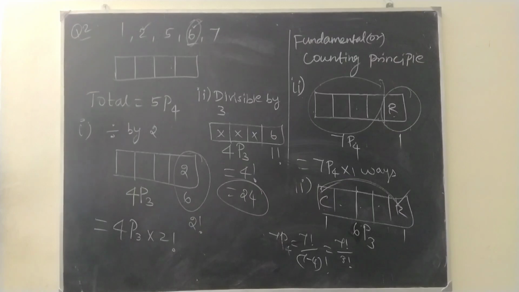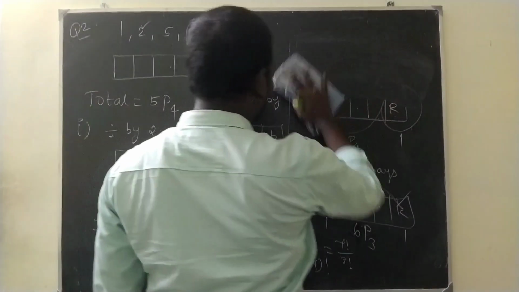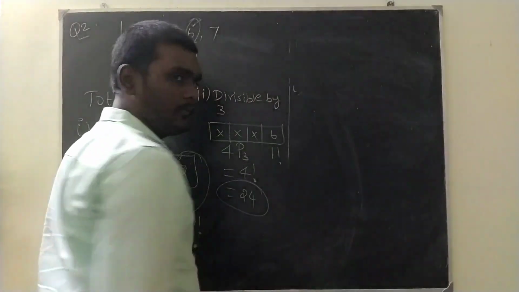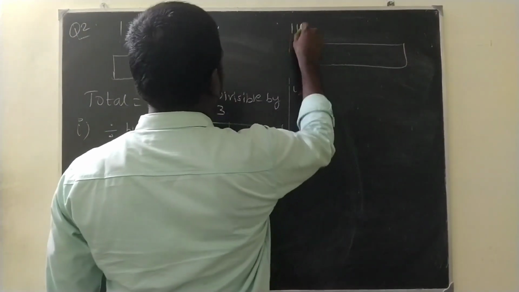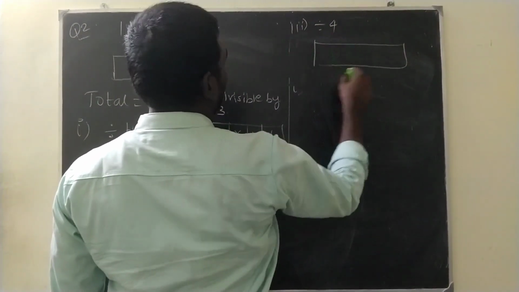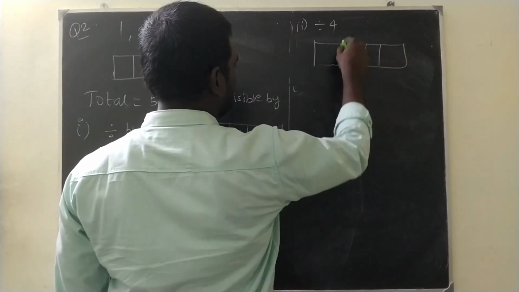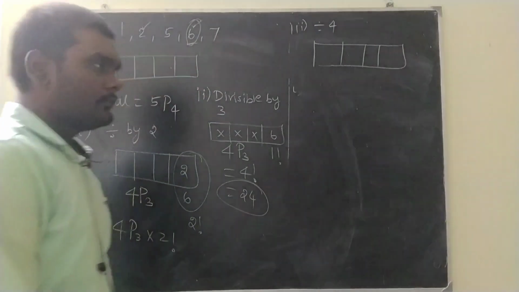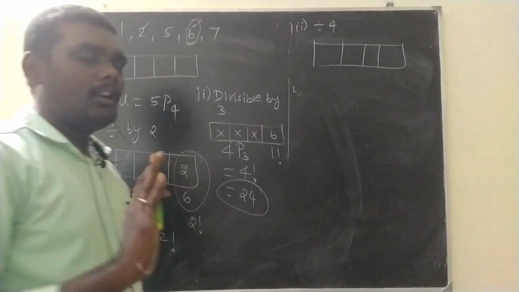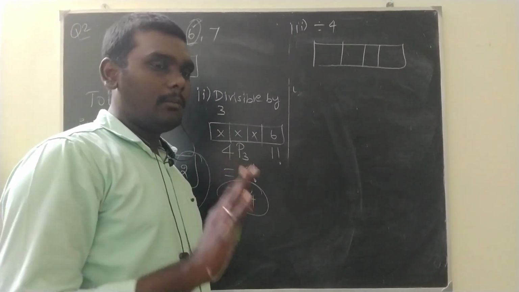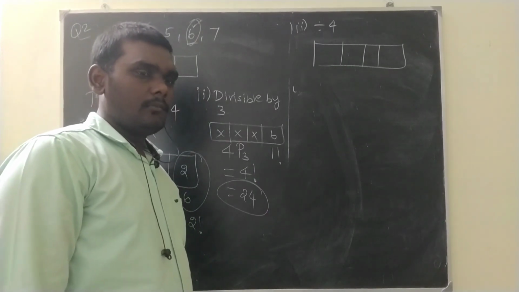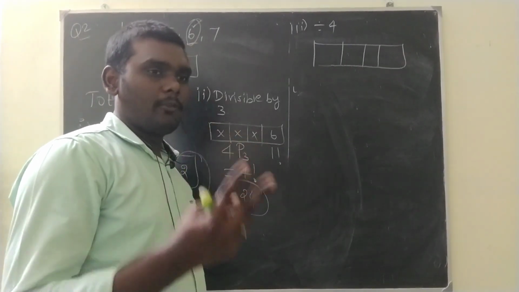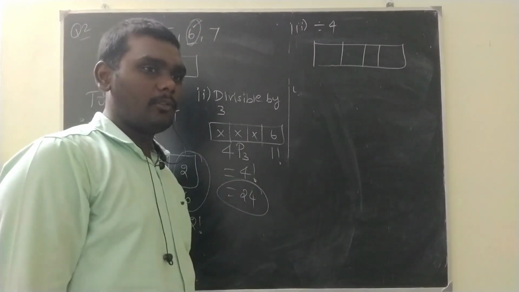Then this third subdivision. Third subdivision, it is divisible by 4. None of the above. Wait, man. What is the divisibility rule for divisible by 4? The last 2 digits should be divisible by 4, so that the whole number is divisible by 4.